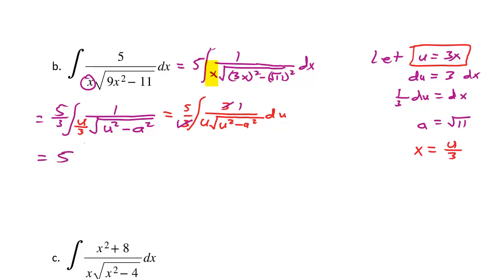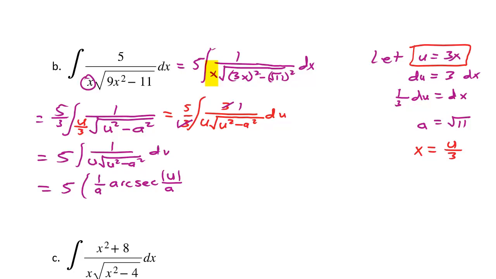So now we just have 5 times the integral of 1 over u times root u squared minus a squared du. All right, so that's going to be 5 times, and I'm just going to write the formula. It was 1 over a arcsecant of absolute value of u over a plus c.